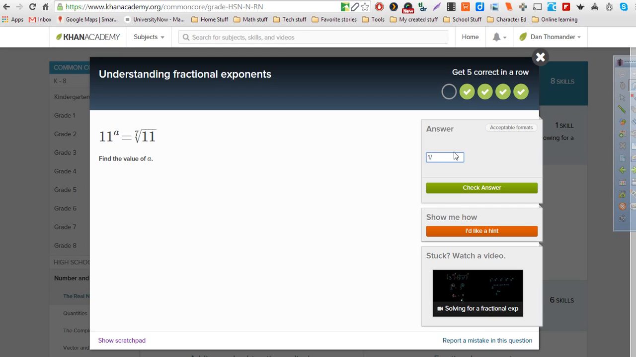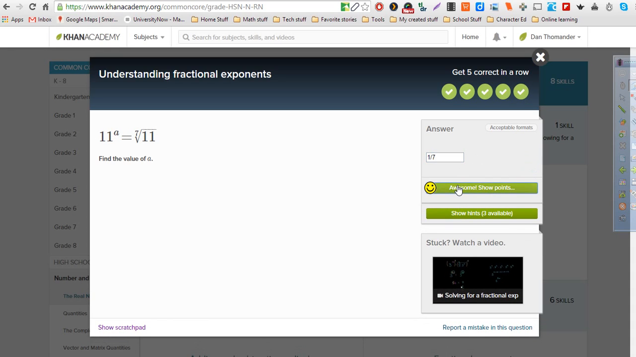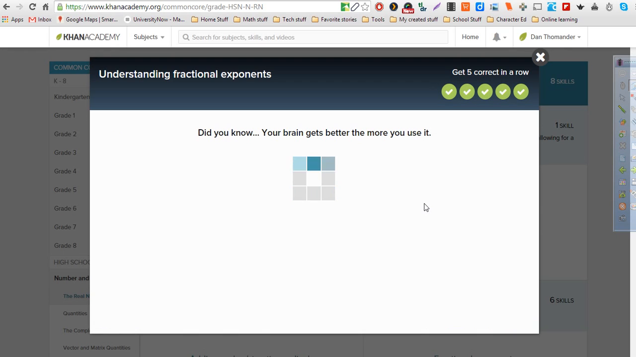Here I am taking the 7th root, right, of 11. 7th root of 11, so that means I'm taking this to the 1/7, right? And I would check that out, okay? So there we go. That's how those are done.